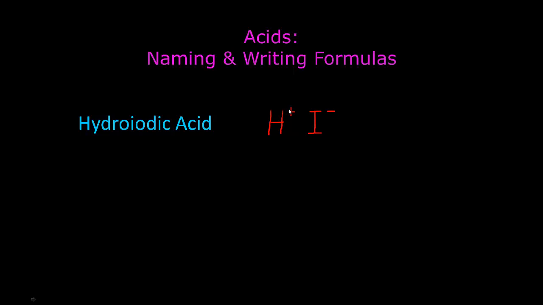Now we crisscross, and this 1 here goes down by the H, and this 1 goes down by the I. So the formula for hydroiodic acid is HI. Looks a lot like high.